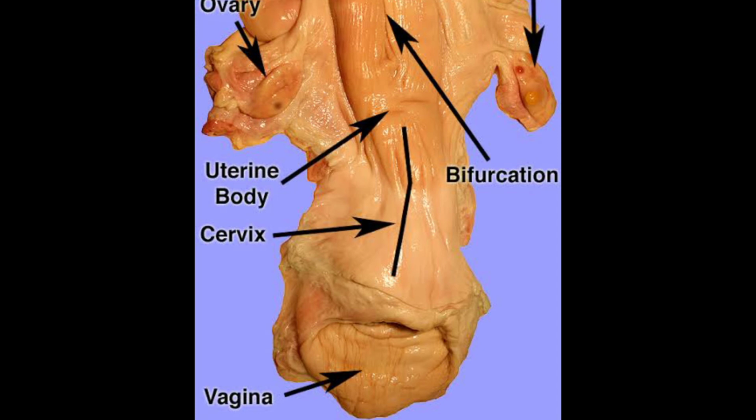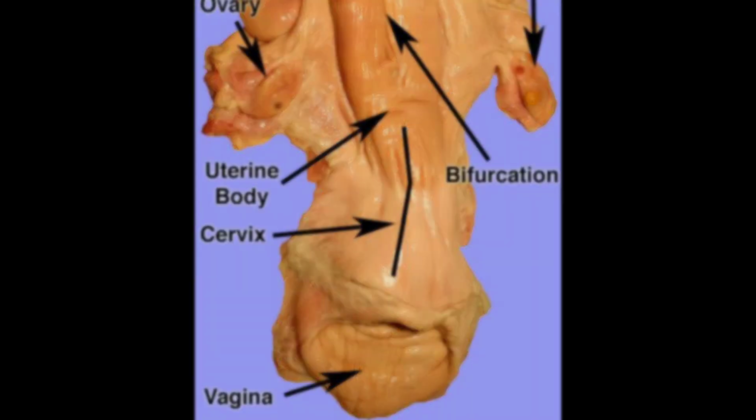The urine is discharged from the urinary bladder through the urethra, which opens into the base of the vagina. The region behind the urethral opening is called the vestibule. The vestibule is a common passageway for both the urinary and reproductive systems. The external opening of the vagina is called the vulva.